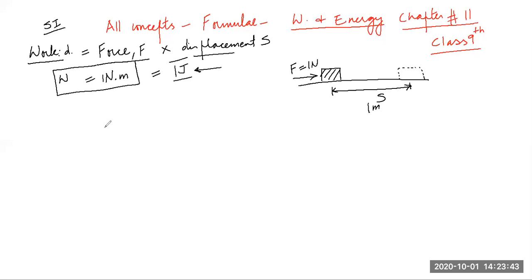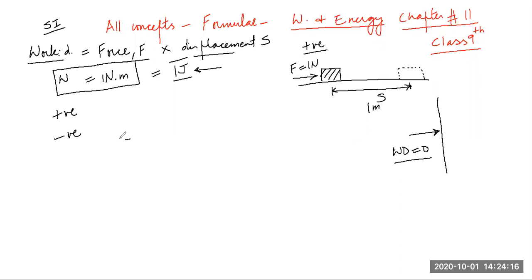Now students, sometimes the work is not done. Let's say this is the wall. I'm applying a force, no matter how much Newton force I apply, but the wall is not moving. In this case, the work done is 0. Another thing, there is positive work done and there is negative work done. We have done the work on the book, in this case is positive.